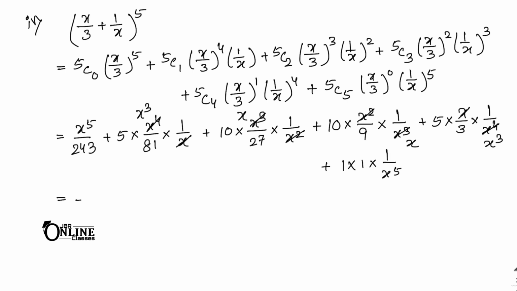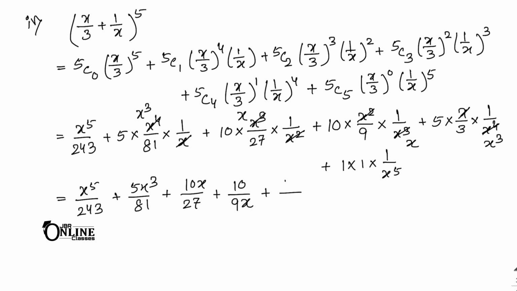So your final answer will be x to the power 5 by 243. Here 5x cube by 81. Then next one here 10x by 27. Then here 10 by 9x. Then here 5 by 3x cube. And the last one here 1 by x to the power 5.